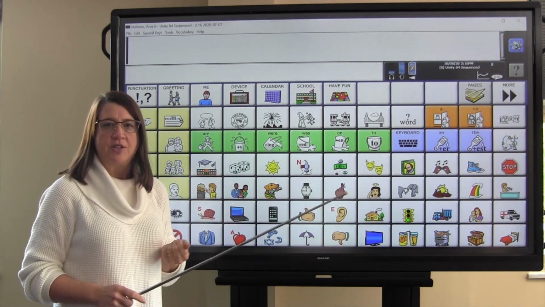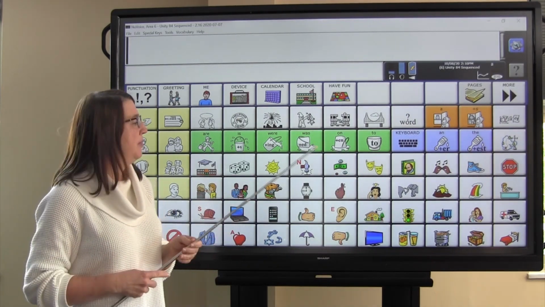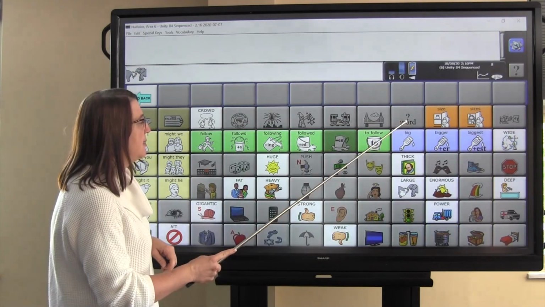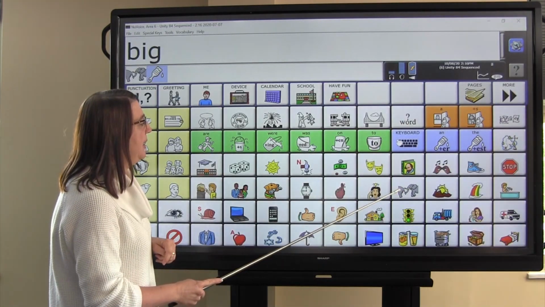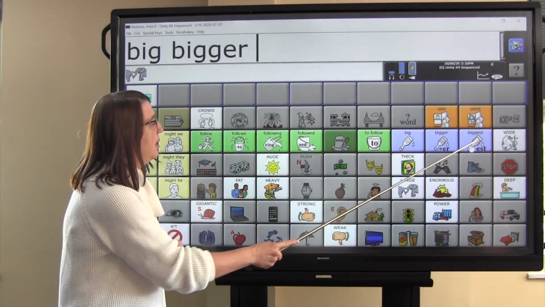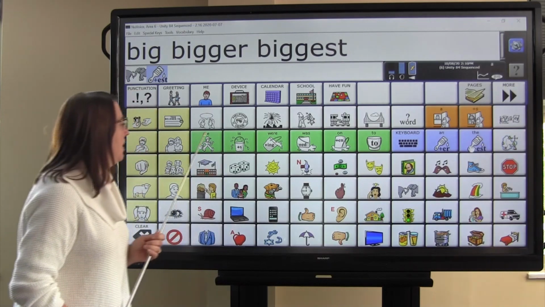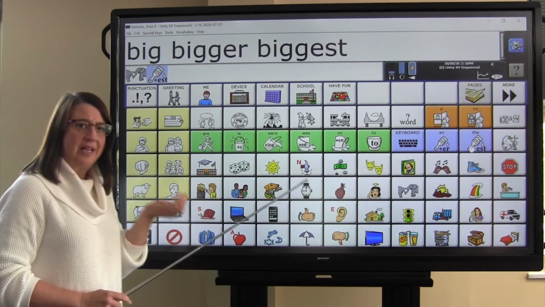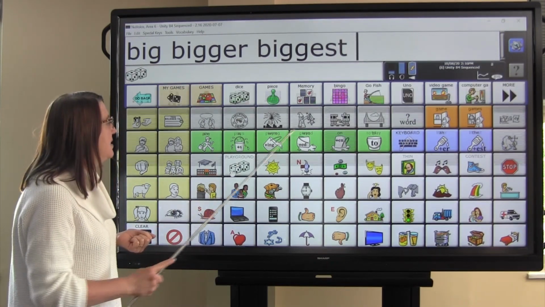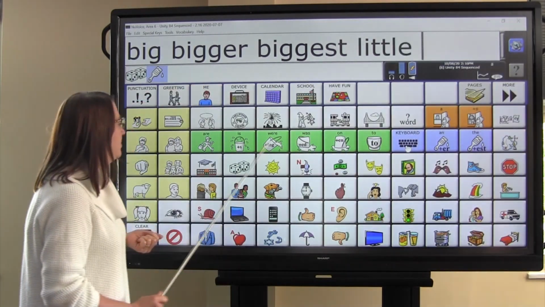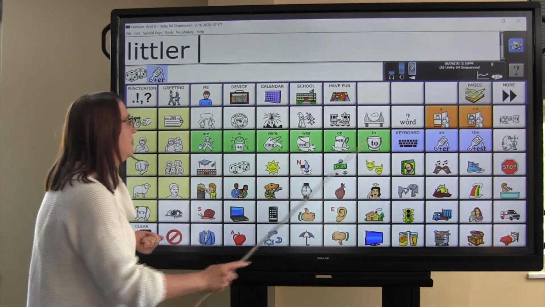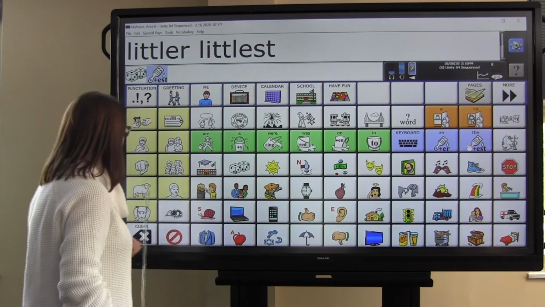Another pair of adjectives that we can look at are big and little. The elephants, remember, represent big. So elephants plus adjective, big. Bigger, biggest. And the dice, if you hold dice in your hand, they're very small. They're little. So if I want to say little, I say dice plus adjective. Little. Littler. Littlest.